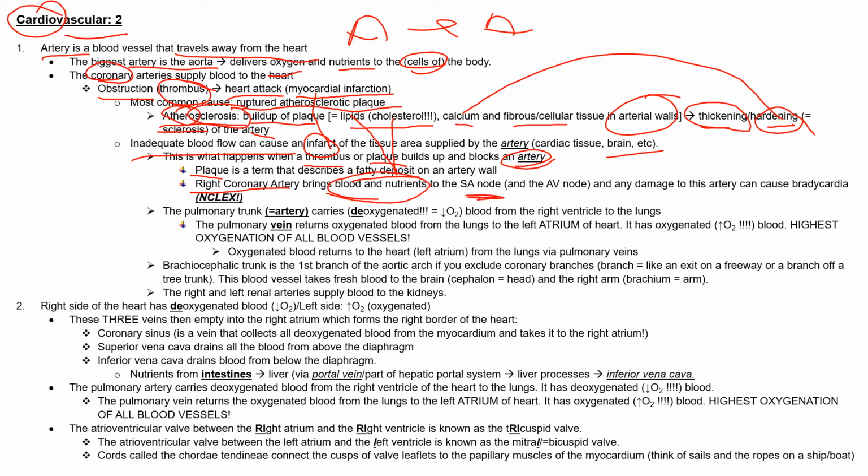This is a review. I mentioned it earlier, but also the AV node. And so if there is an infarction to the right coronary artery, patient might have what? Bradycardia, slower heart rate, Brady, Tom Brady.